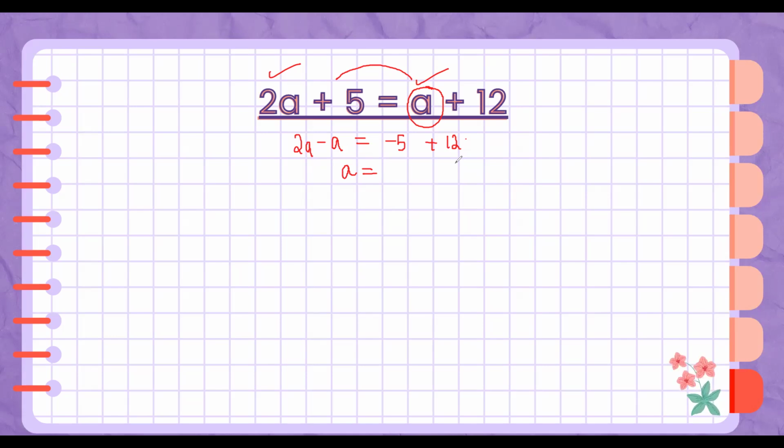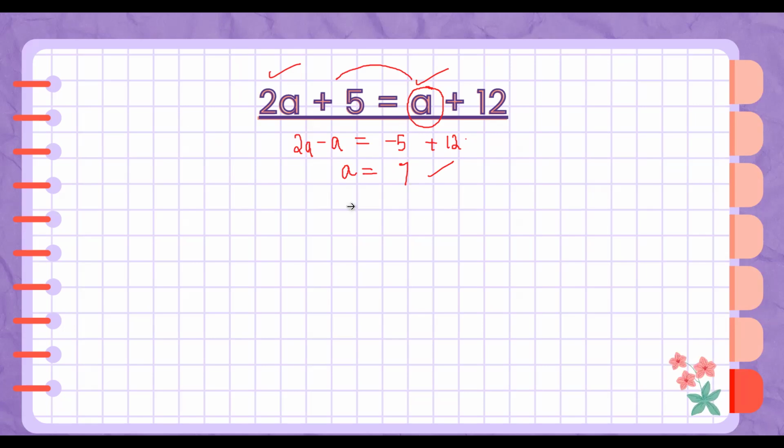If one number is negative and another is positive, we subtract them and keep the sign of the number which has greater value. So here we have minus 5 and 12. 12 minus 5 is equal to 7. And which has greater value here, the positive 12 or the negative 5? Of course, it's the positive 12. So a equals 7, or a equals plus 7. Anyway, you can write it. So a equals 7 is the correct answer. I hope it was easy.